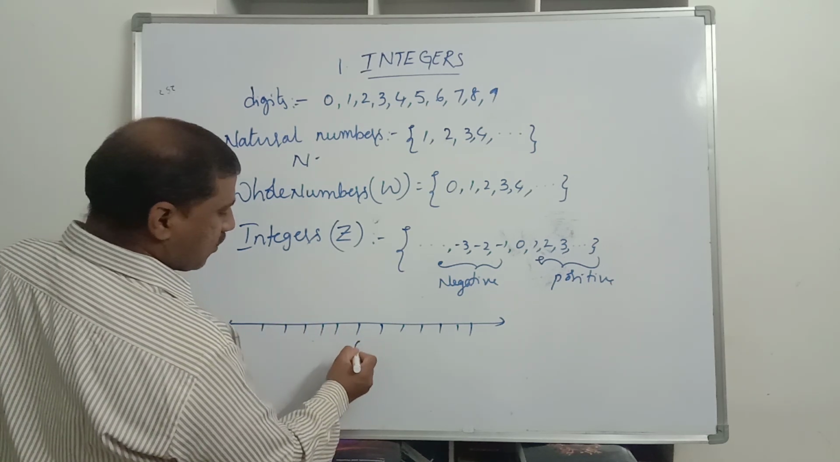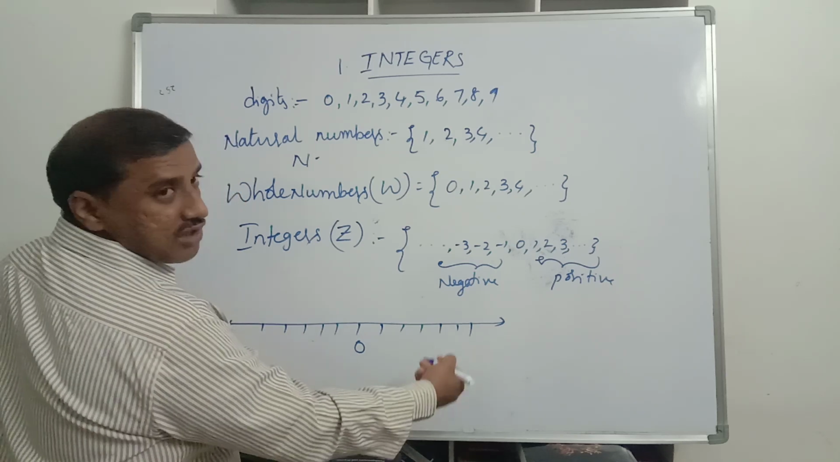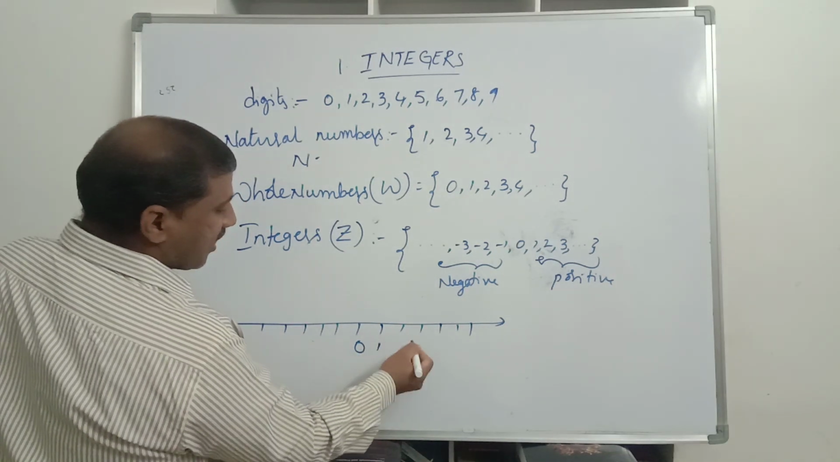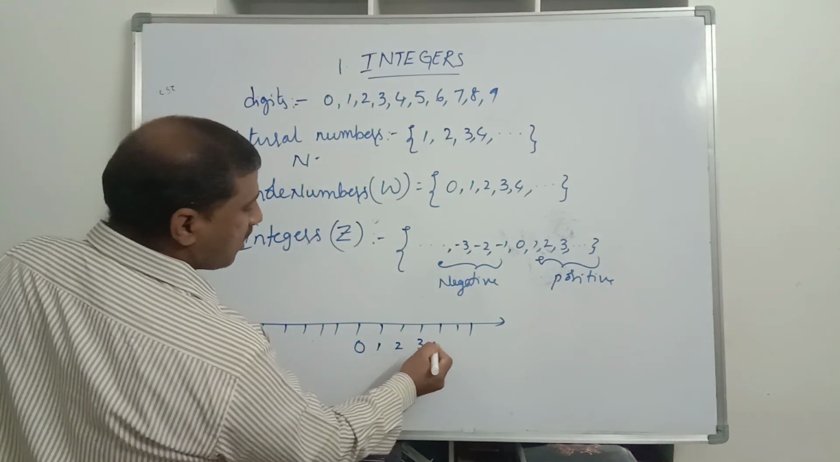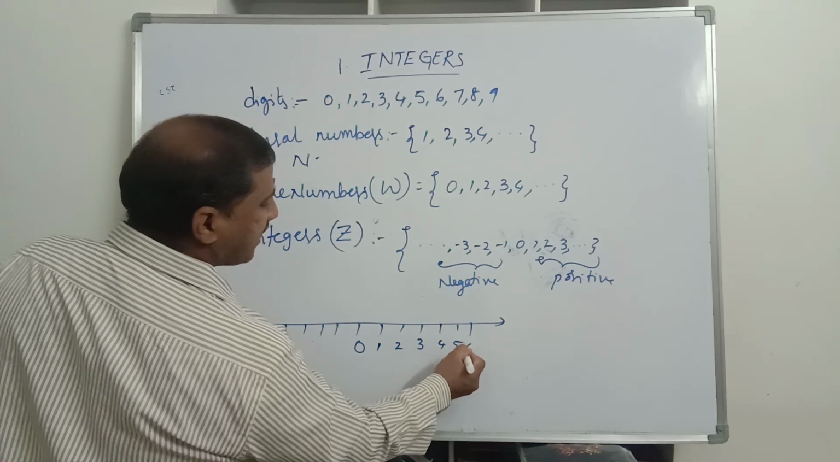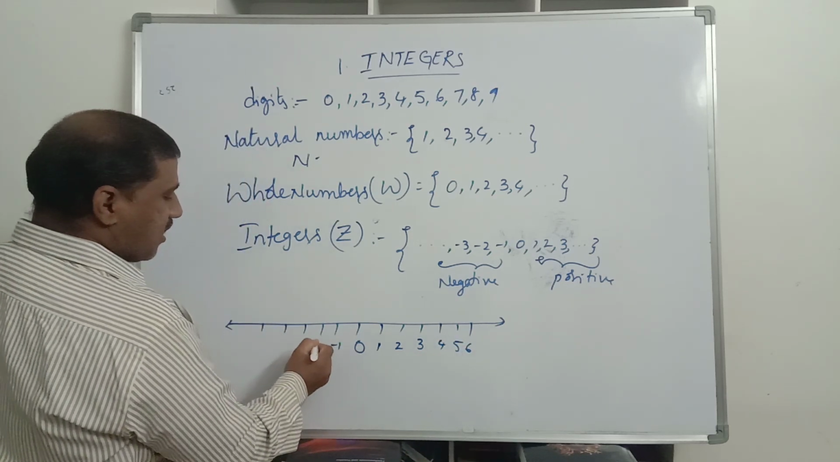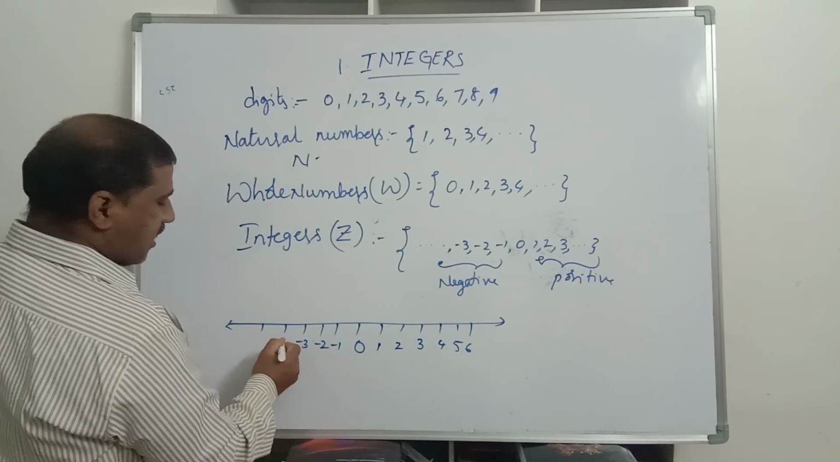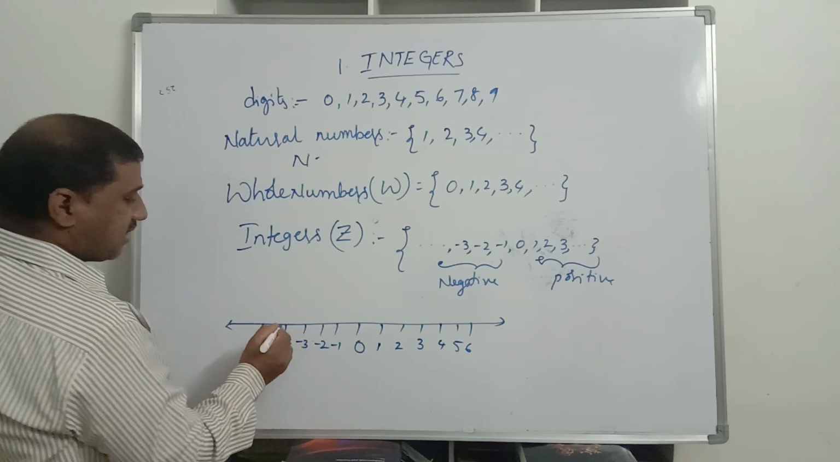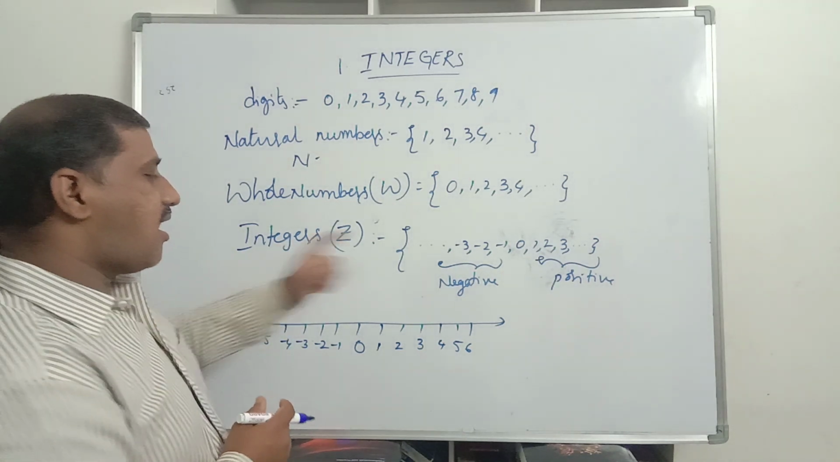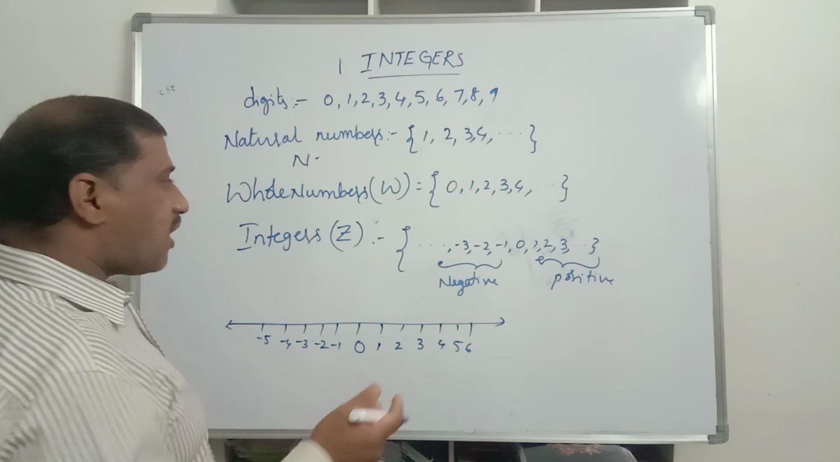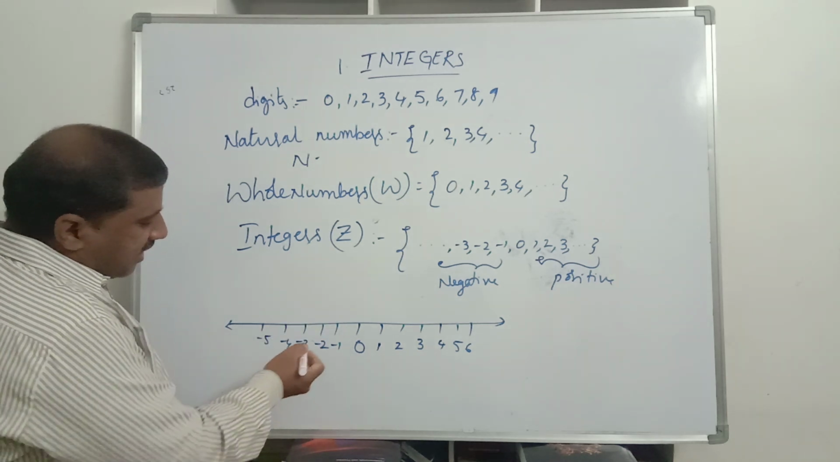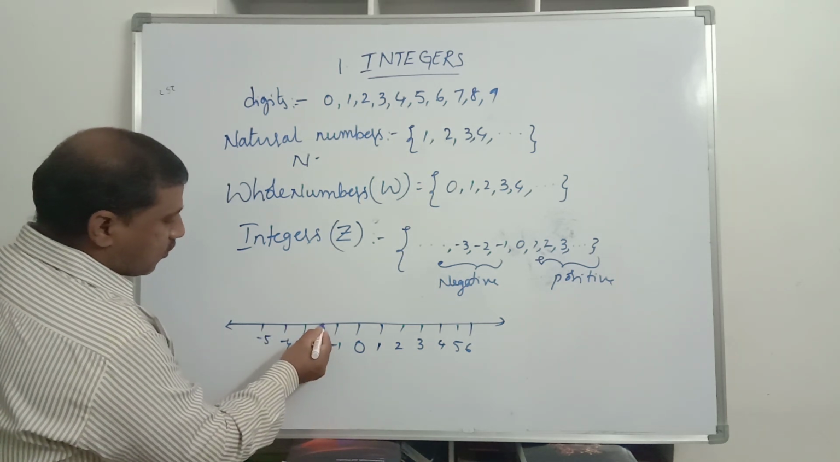Let this be 0, so the right side will represent positive integers. This will be 1, then 2, 3, 4, 5, 6. Here it is -1, -2, -3, -4 and -5, and so on. This side continues and that side also continues. So if you want to represent -2, where is -2? It is here, like this.